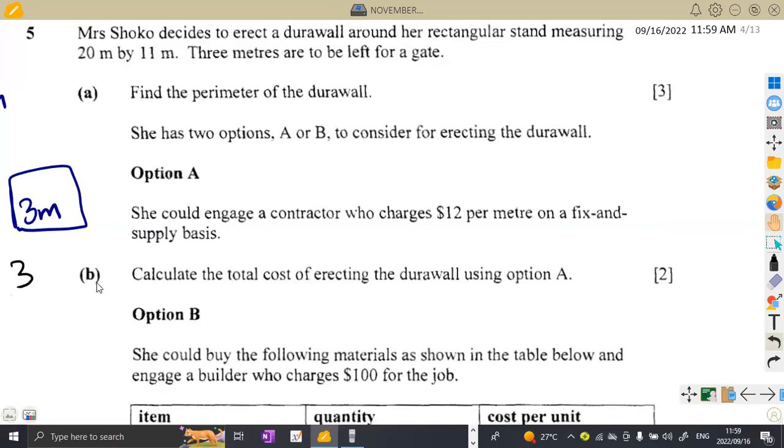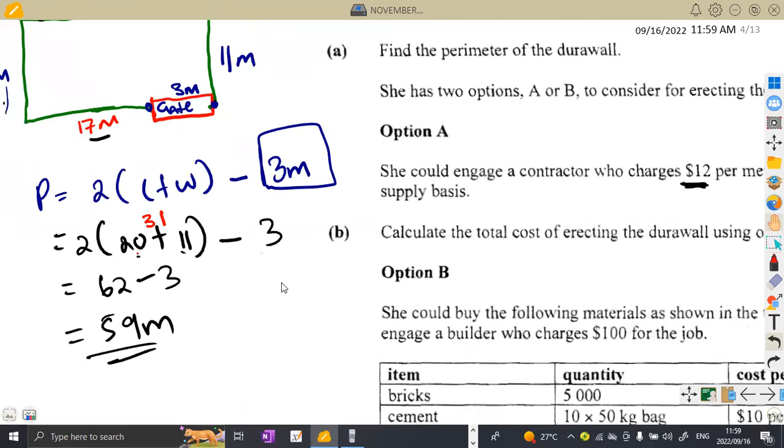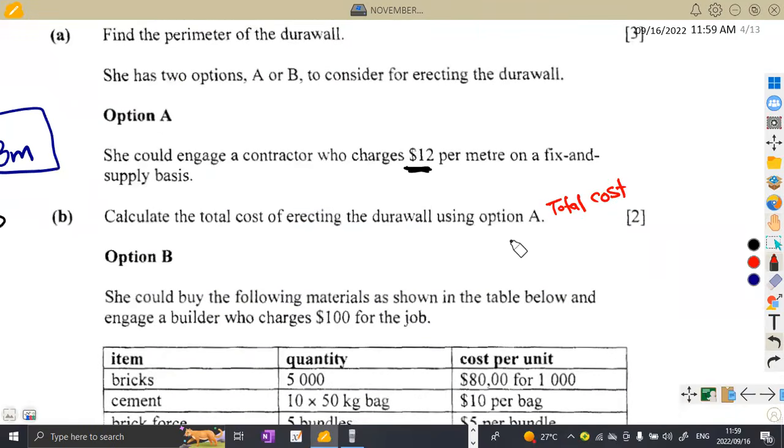Okay, so what is the question? Calculate the total cost for erecting the Jura wall using option A. So to erect the Jura wall, remember the perimeter of the Jura wall is the one that you're going to use, but the contractor is charging $12 per each meter. So it simply means the total cost is just going to be what? The number of meters that we had for the Jura wall. Remember our Jura wall is what? 59 meters. So it's going to be 59 meters here. So our Jura wall is going to be 59 meters times the cost per meter.